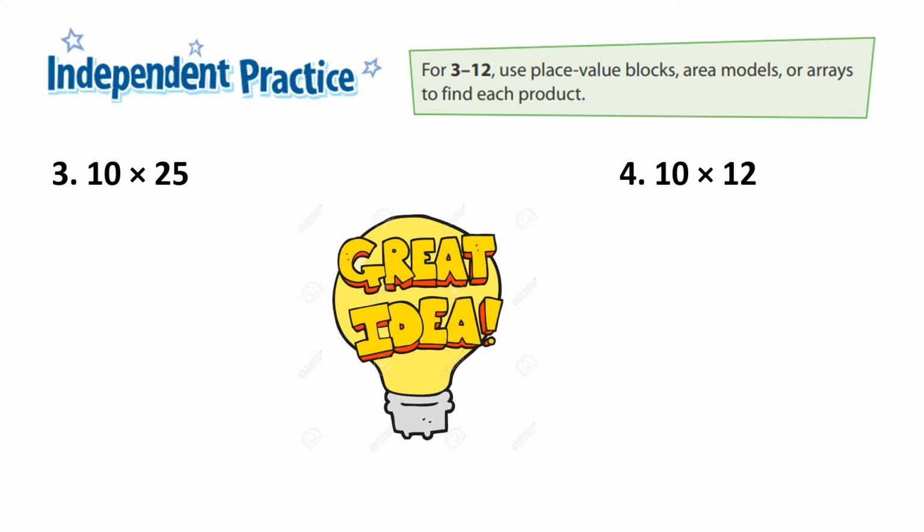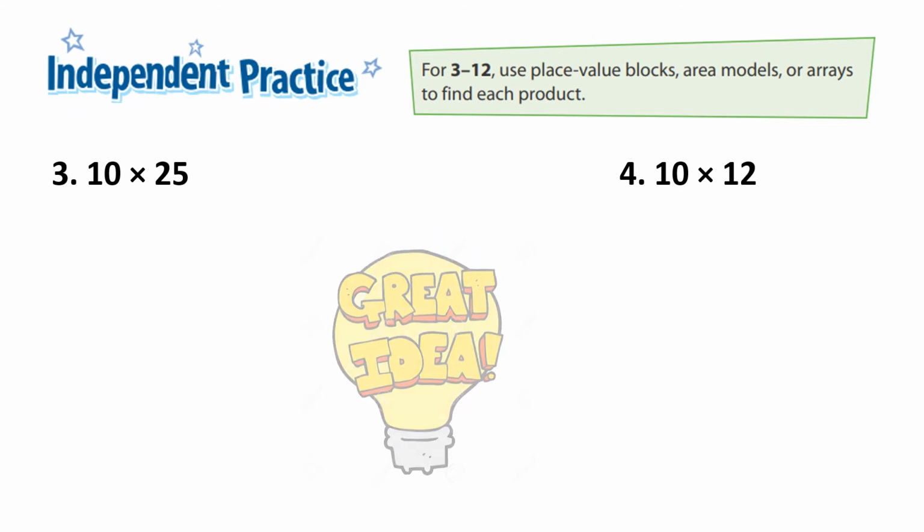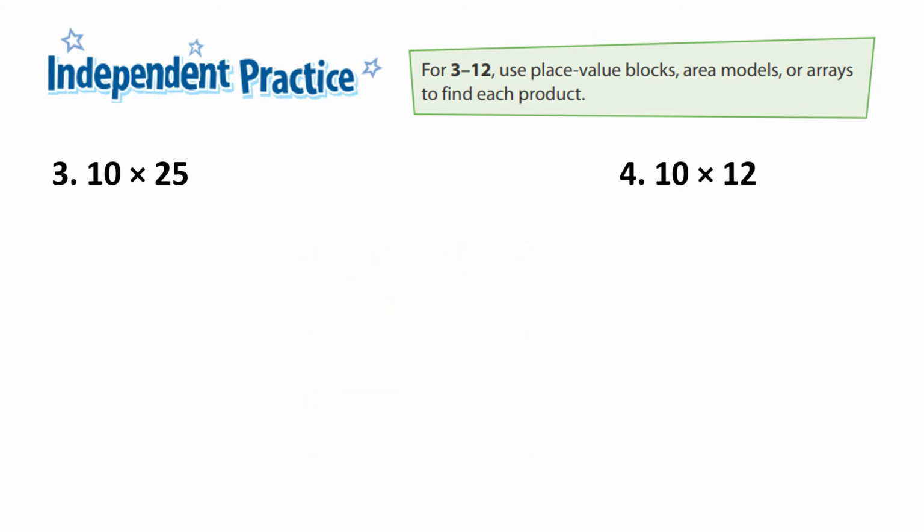For number 3, we have 10 times 25. And also in number 4, we have 10 times 12. So we can just use our great idea. We just need to multiply 25 times 1. The product is 25, and just push the 0 out to make 250. Similarly, in number 4, just multiply 12 by 1 equals 12, and push the 0 out. It will give us 120.